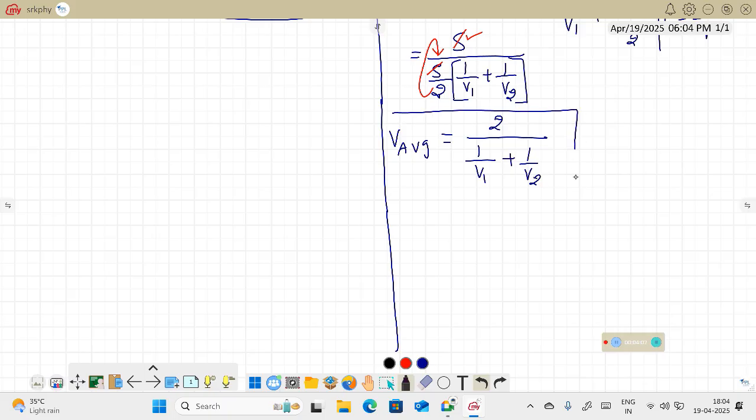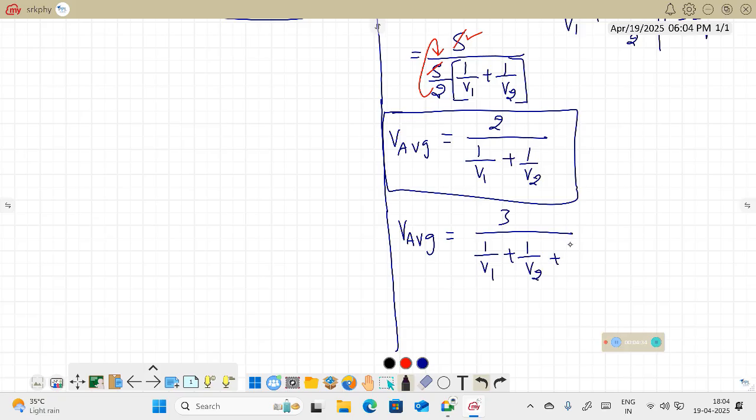This is the most important formula you have to remember in the case of a vehicle covering a particular distance in unequal times. If the total distance is covered in two parts, the formula becomes 2 by (1 by V1 plus 1 by V2). Suppose the vehicle is covering the total distance in 3 parts. Yes, 3 parts. In the case of 3 parts, the formula becomes 3 by (1 by V1 plus 1 by V2 plus 1 by V3). This is the most important thing to understand.